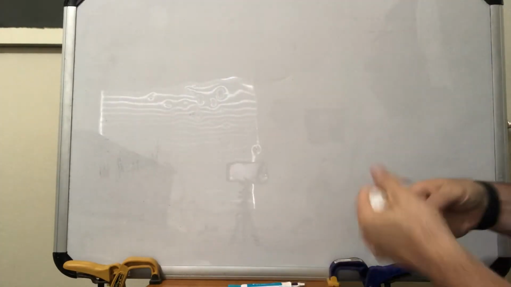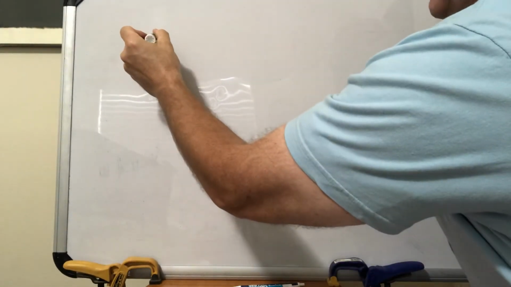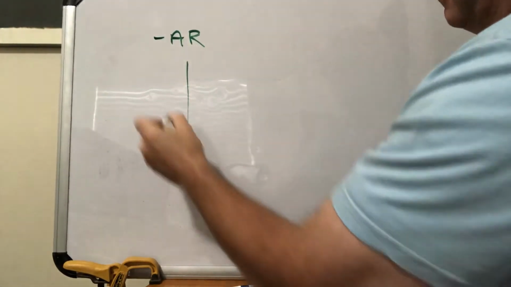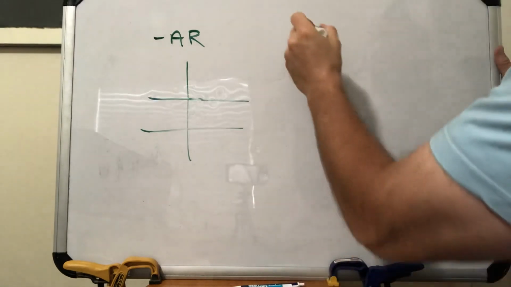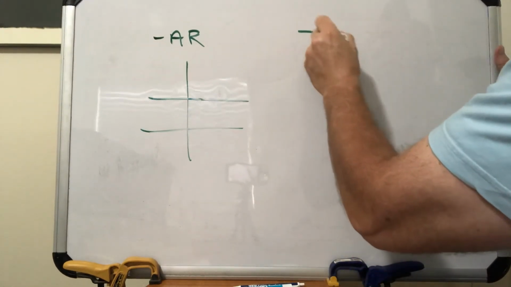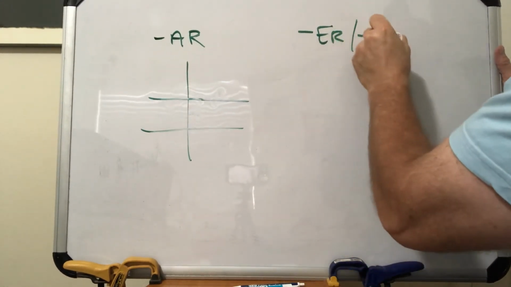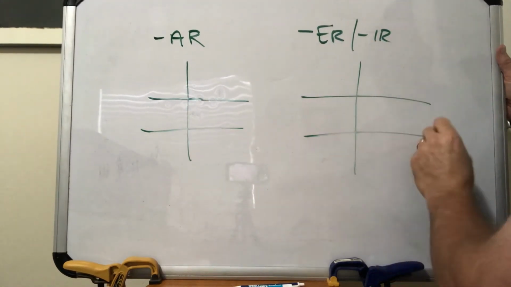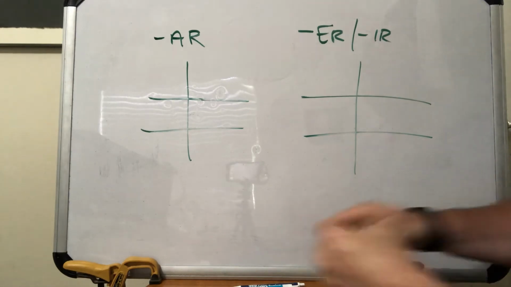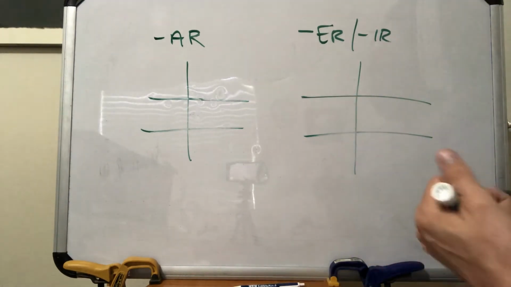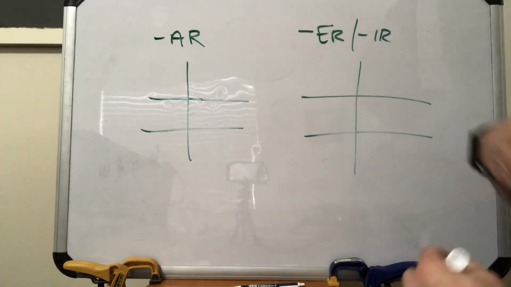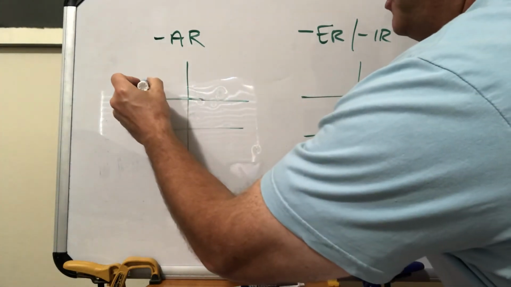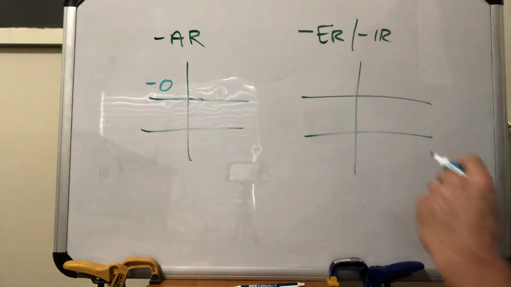Okay, so I have one set of endings that work for my verbs that end in AR. And I have another set of endings that work for verbs that end in ER and IR. Okay? So for my AR verbs, if I'm talking about myself, if I want to say I do something like I talk or I look for or I buy, you're just going to add an O to the stem.